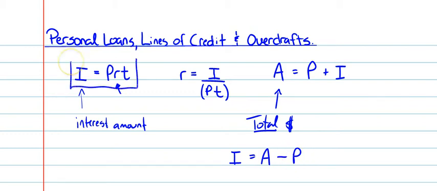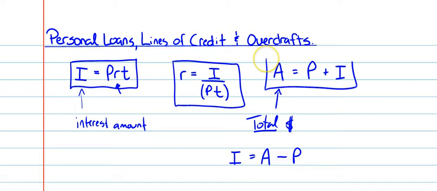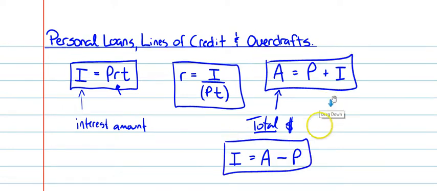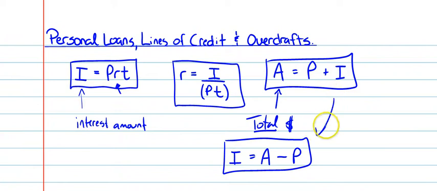So we've got 1, 2, 3, 4 formulas, but these two are really the same, just twisted, and these two are really the same, just looking at different variables that we're solving for. So let's take a look and go through an example.